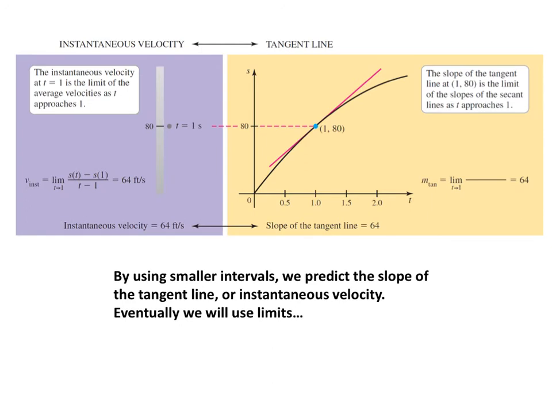So again, this slide is showing me how we figured that out. And so this is where limits start to come into play. As I'm getting closer and closer, what's happening? As my time is getting closer and closer to 1, and I subtract those, that distance is getting smaller and smaller, and it works out to be that 64.